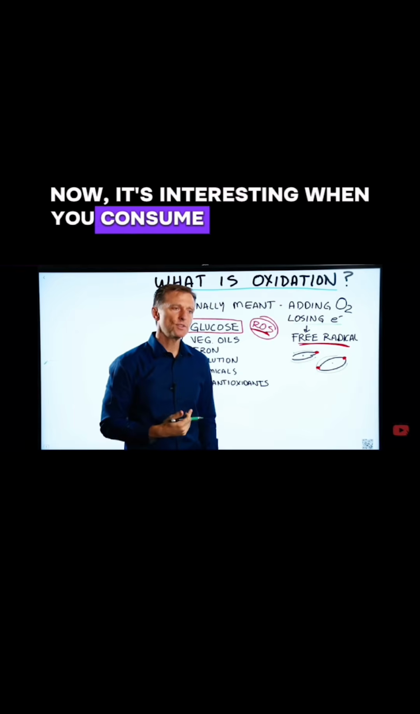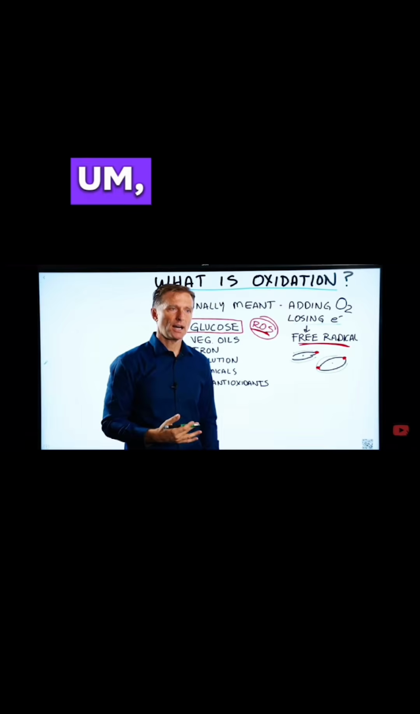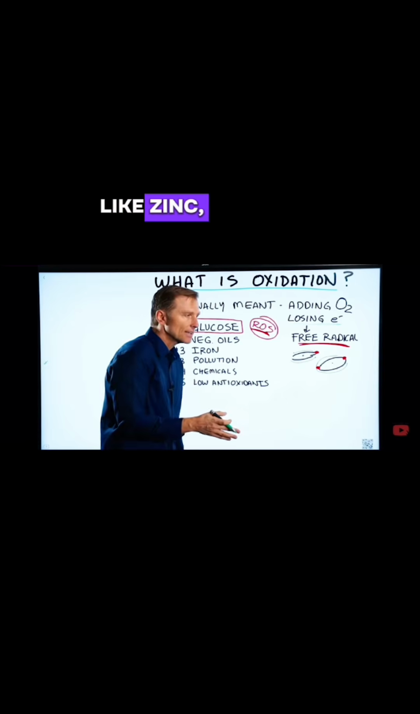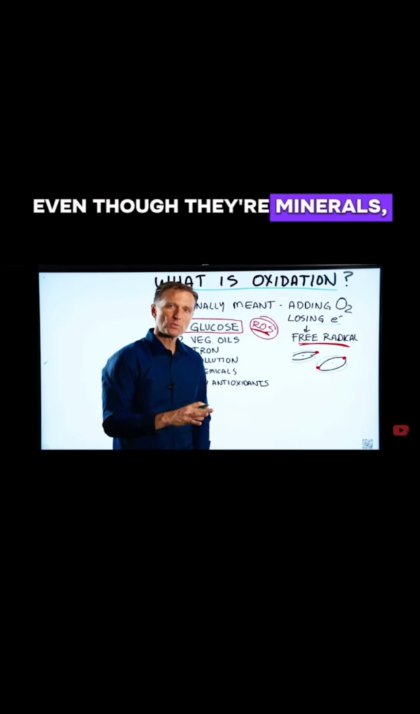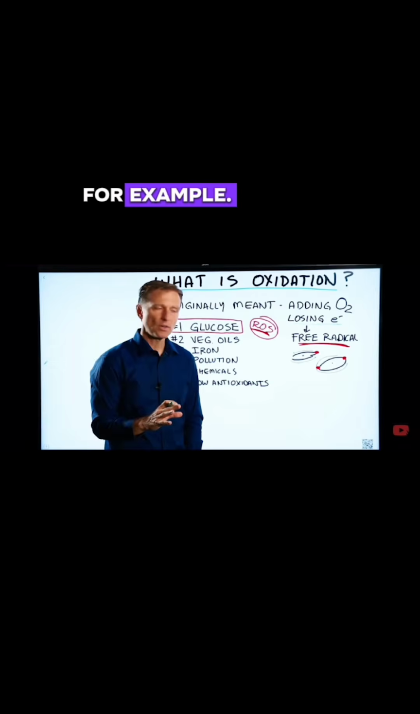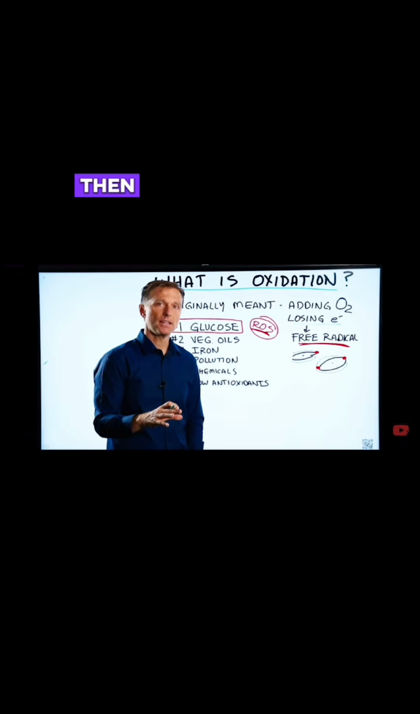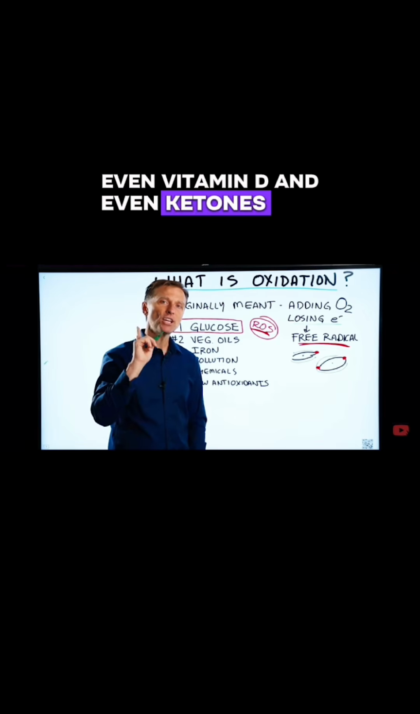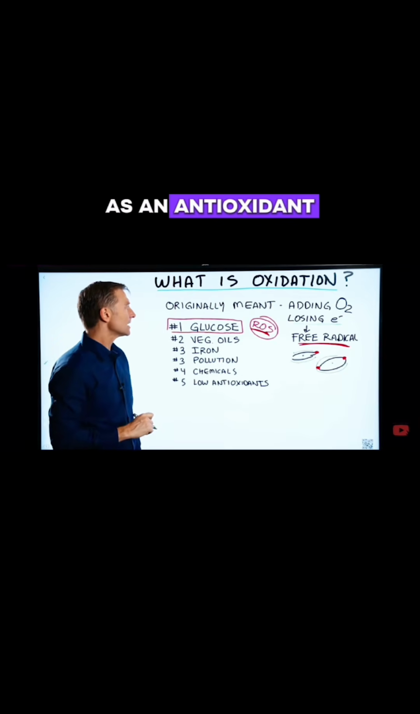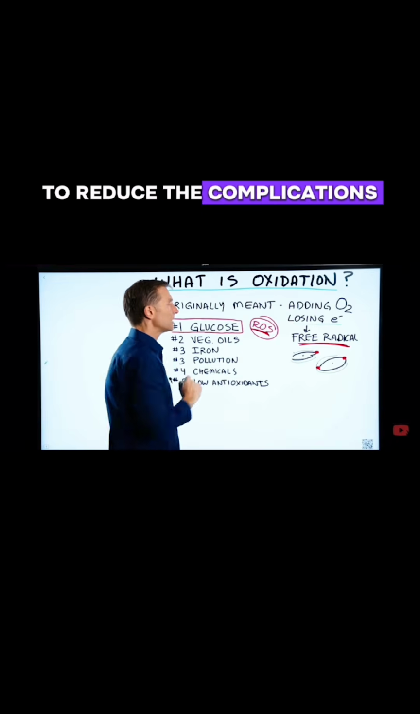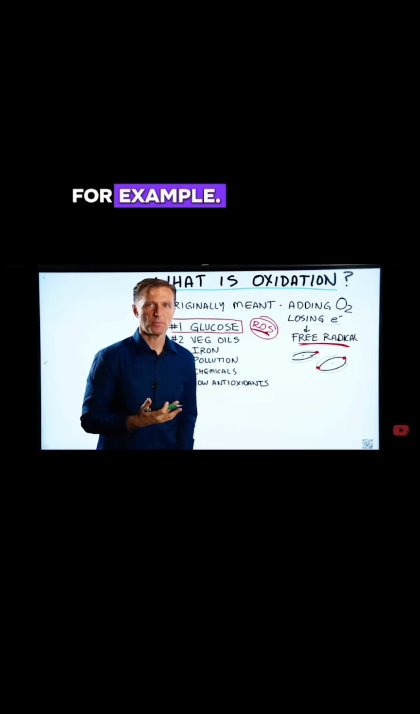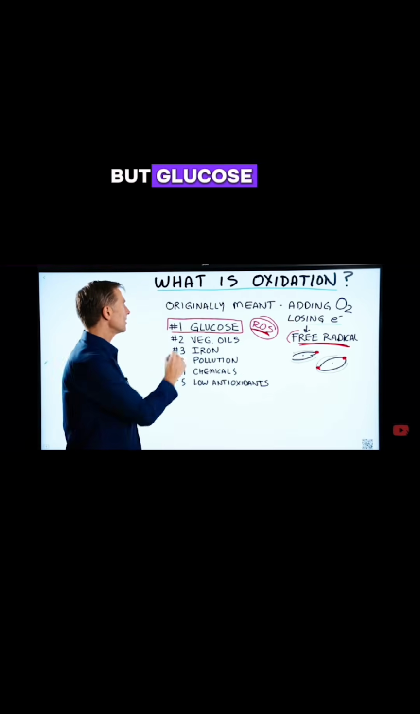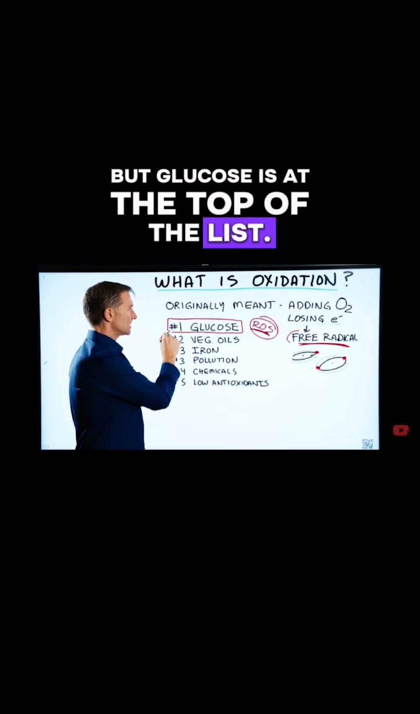Now it's interesting, when you consume antioxidants, and a lot of different nutrients act as an antioxidant, like zinc, selenium, even though they're minerals, they're not like vitamin C, for example, they act like an antioxidant. And then you have vitamin E, vitamin C, even vitamin D, and even ketones can all act as an antioxidant to reduce the complications of diabetes, for example. And that's what it's really doing. It's minimizing the damage control. But glucose is at the top of the list.